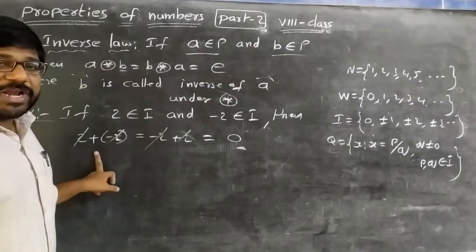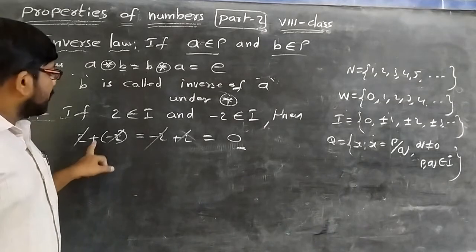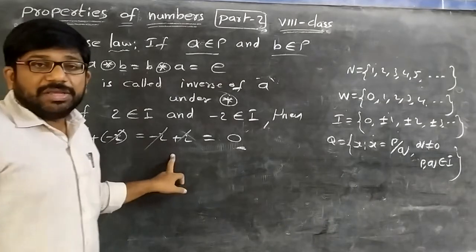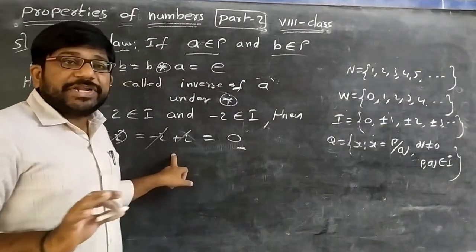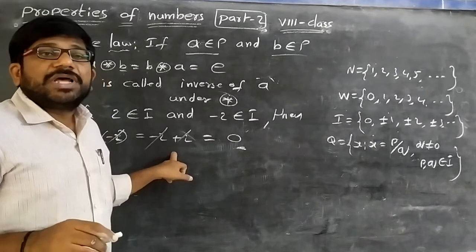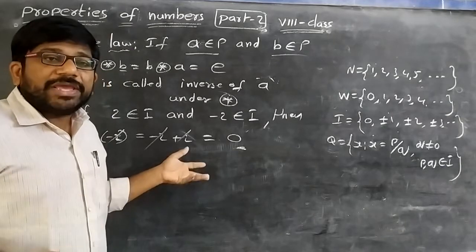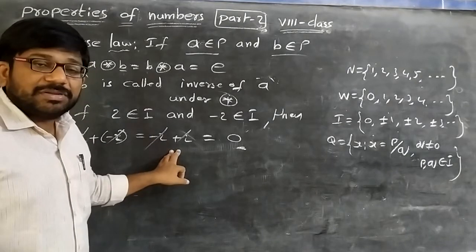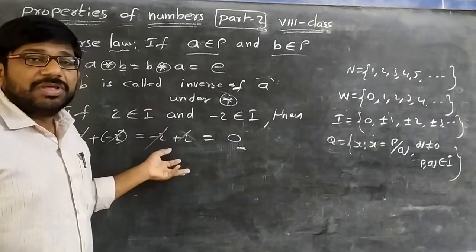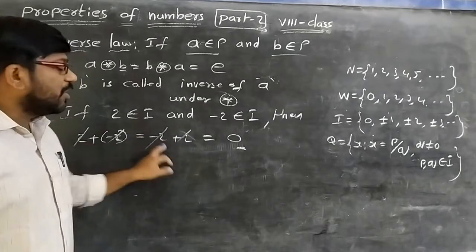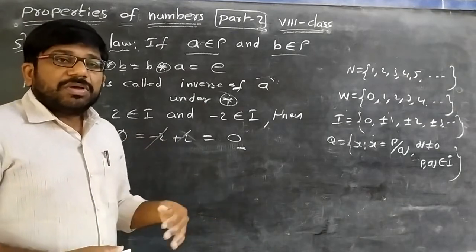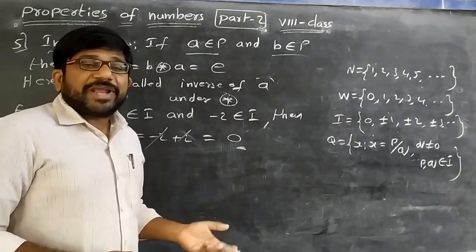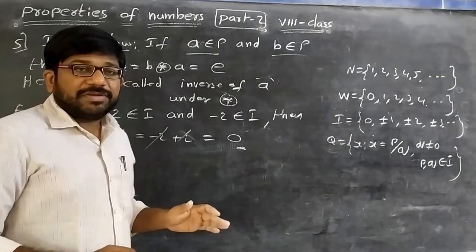But in subtraction it is not satisfied. Why? This is an equality. Equalities are not satisfied under subtraction and division also. Why? Because in subtraction they are reversed, right? Values are changed. In division also, numerator and denominator will change. So under subtraction and division it is not satisfied.